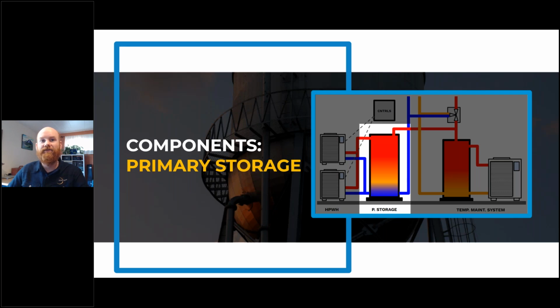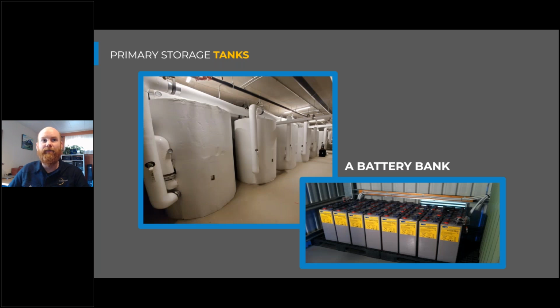We need a place to store that hot water. The primary storage is that system or that component for the system. And so that primary storage tank can be multiple tanks. And this is very similar to a battery bank. When we have a large off-grid system, or if you look under the hood of a Tesla or all-electric vehicle, you're going to see multiple batteries. And we can connect those batteries either in series or in parallel. We can also do that for our hot water storage tanks.